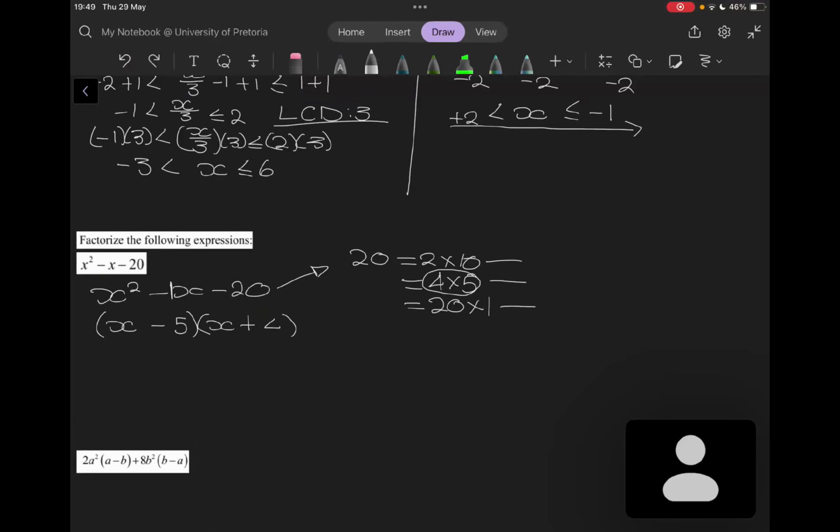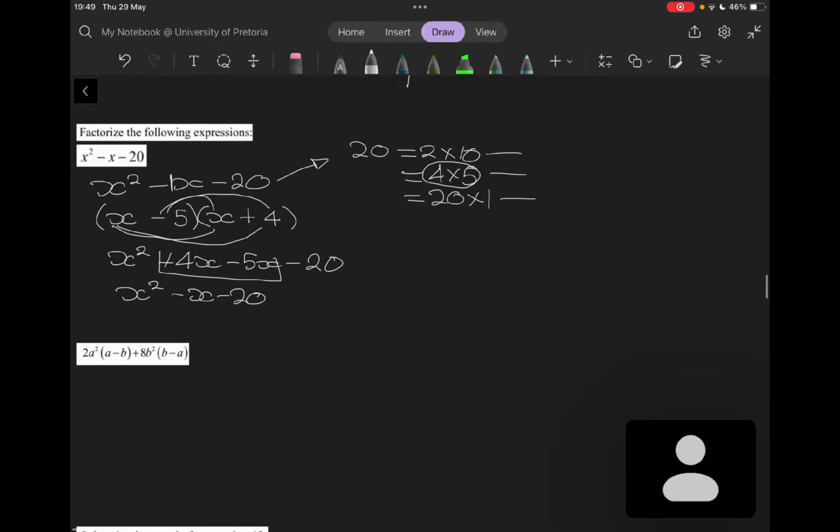And if we distribute this in, we will still end up with the same expression. If we multiply that in, we end up with x squared plus 4x minus 5x minus 20. If we simplify this here, we end up with x squared minus x minus 20.